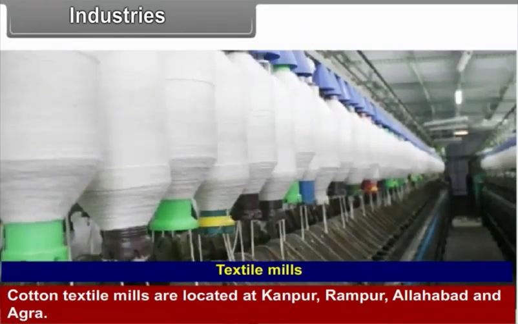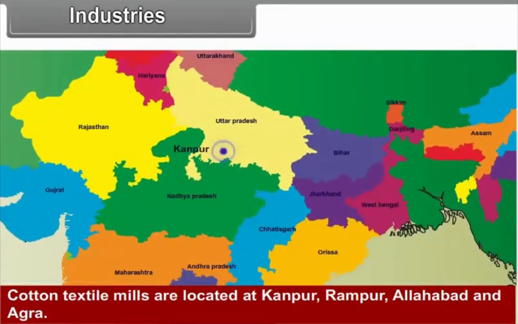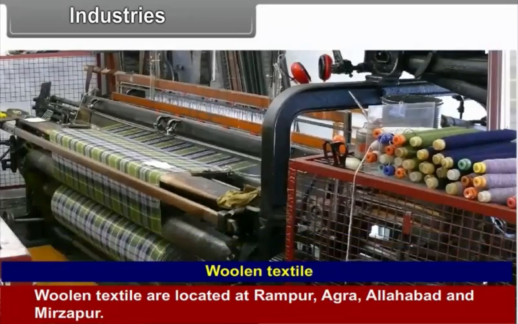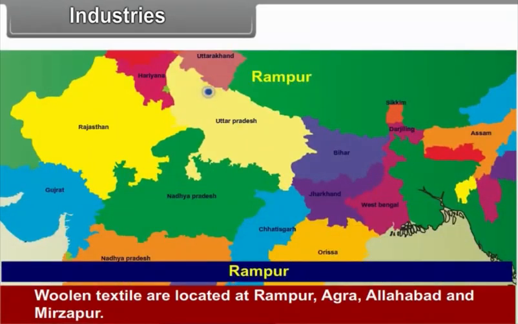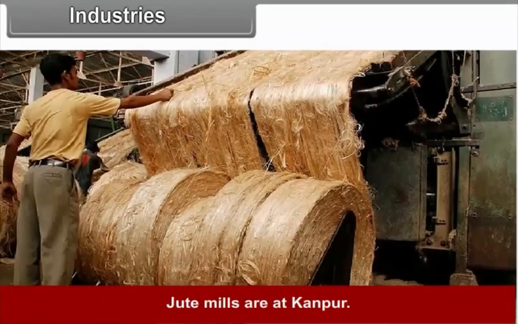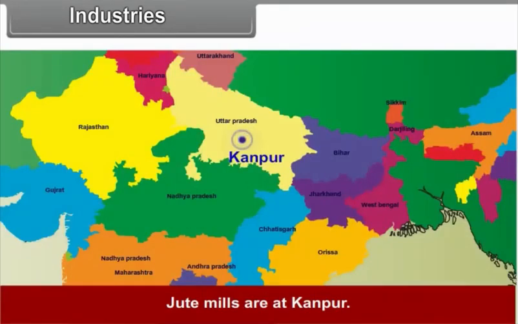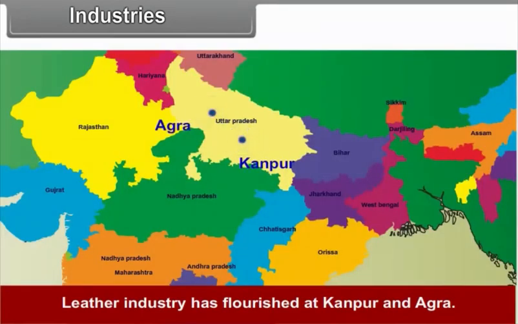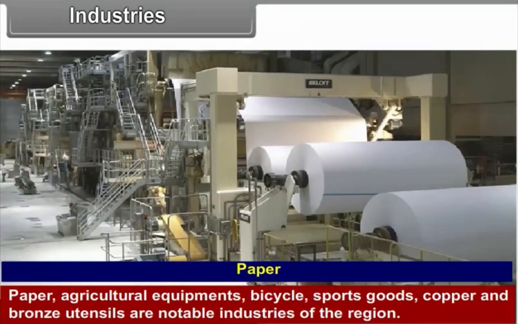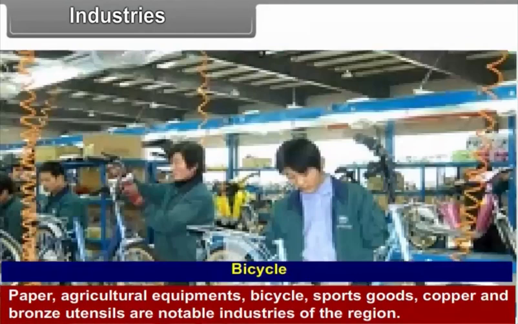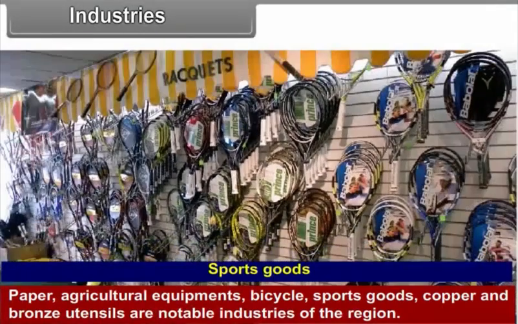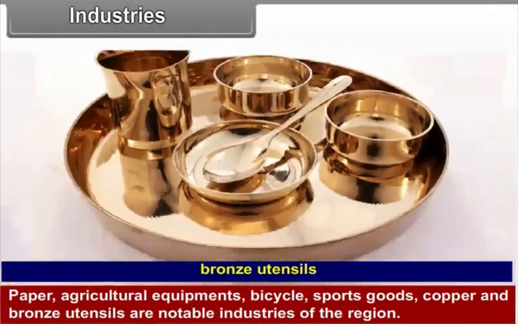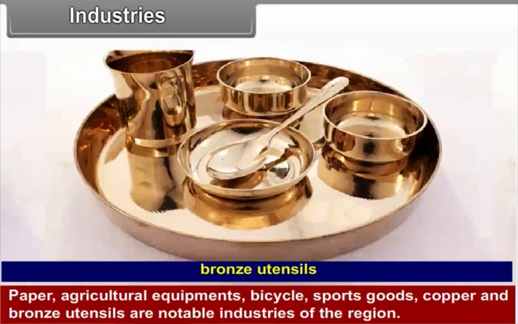Cotton textile mills are located at Kanpur, Rampur, Allahabad and Agra. Woolen textiles are located at Rampur, Agra, Allahabad, Mirzapur. Jute mills are at Kanpur. Leather industry has flourished at Kanpur and Agra. Paper, agricultural equipments, bicycle, sports goods, copper and bronze utensils are notable industries of the region.